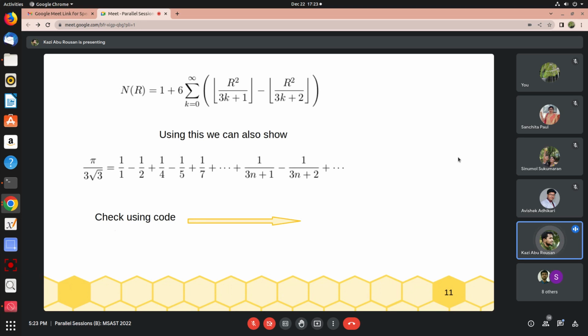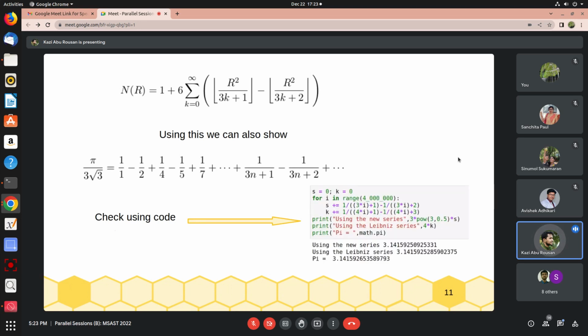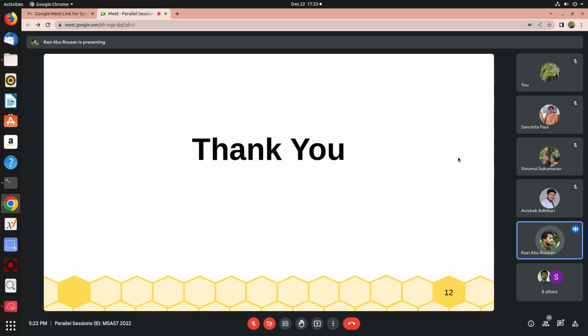Now you can use a little bit of Python code to see how this particular series converges, and these are the results. It is pretty clear that this particular series should converge a little bit slower than the Leibniz series because it uses triangular grids. And so this is all for this particular talk.